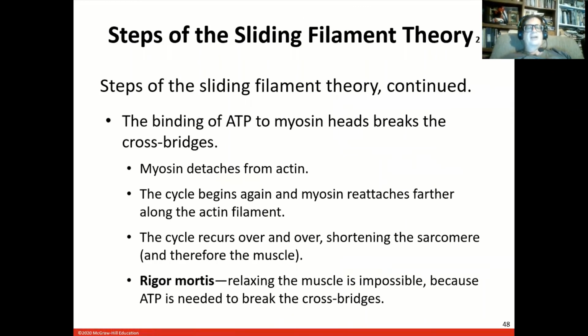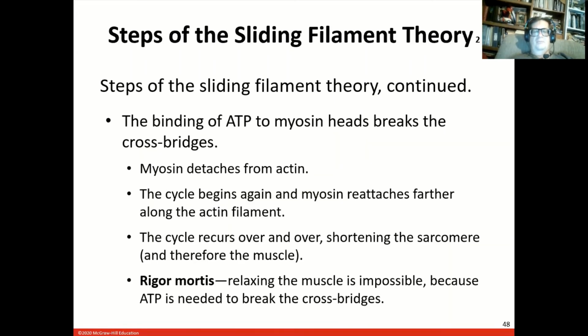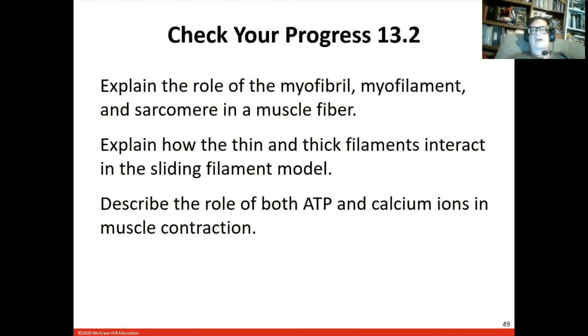All right. The binding of the ATP to the myosin head breaks the cross bridges. Myosin will let go of the actin. The cycle begins again. It reattaches further down. This will happen again and again as you shorten the sarcomere, shorten the muscle. If you can't relax the muscle because you run out of ATP, then you have permanent stiffness of the muscle, permanent contraction, shortening. That's the rigor mortis they're talking about, which is common when people die and they run out of ATP. The muscles stiffen up. All right, let's move on.